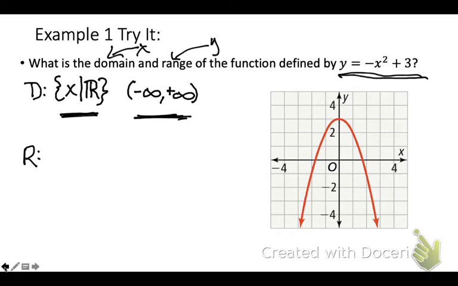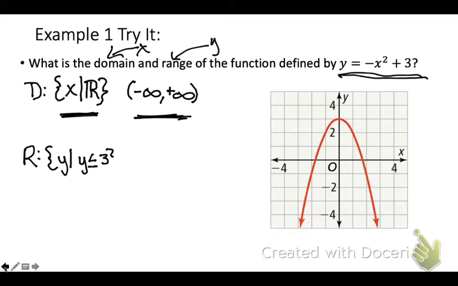Okay, so in set notation, we're going to have the set of y's such that y is less than, can it be equal to 3? Yep. Equal to 3.